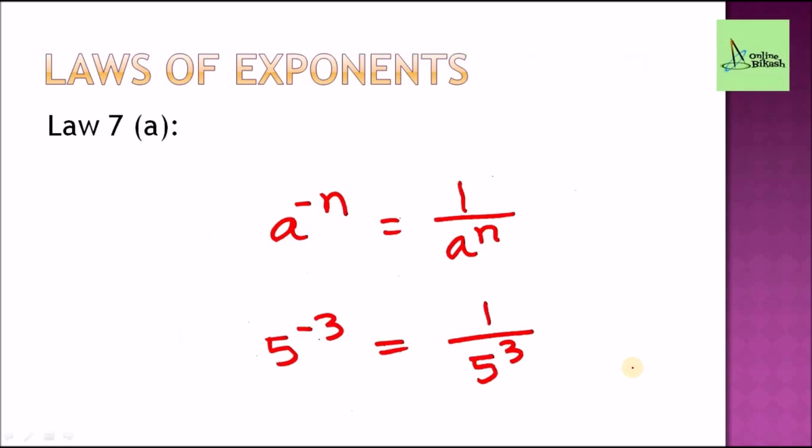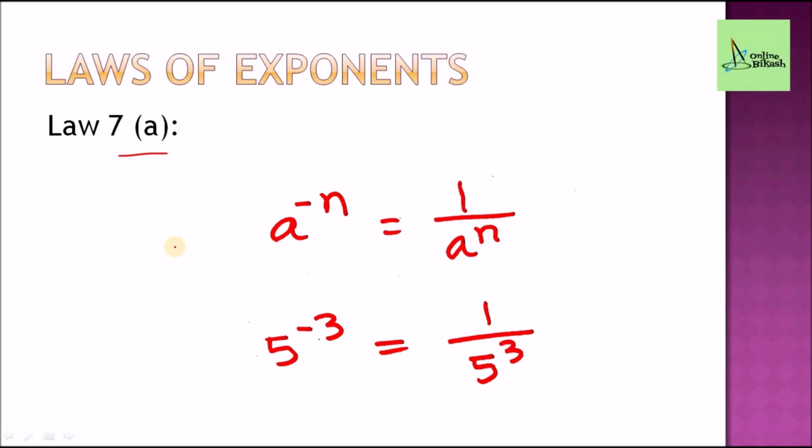And the 7th law, here I am writing 7a. That means in the law 7 you will get two laws. This is the first law of the law 7. So 7a, I am just subcategorizing it. It is a to the power minus n. The power is minus n.